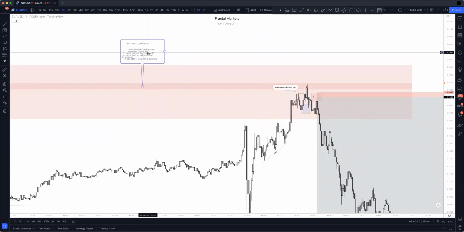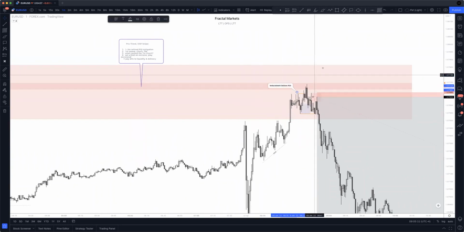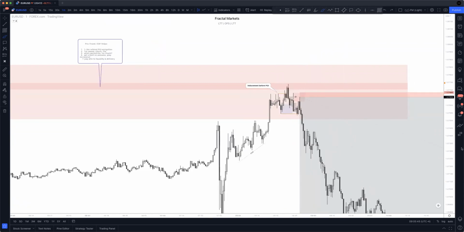Anyways, let's get into this. So 1-minute refined POI, 1-minute sweep, chalk and flip. Okay, so inducement before POI, right? Beautiful. This is exactly what we want right here. You see this? Boom. Inducement. Okay, bang on. Now, two different ways we could have done this.